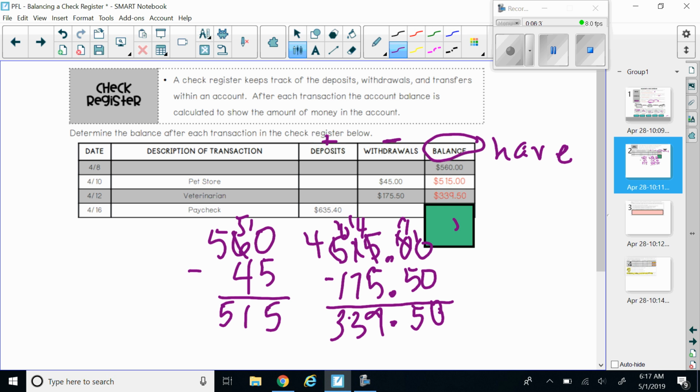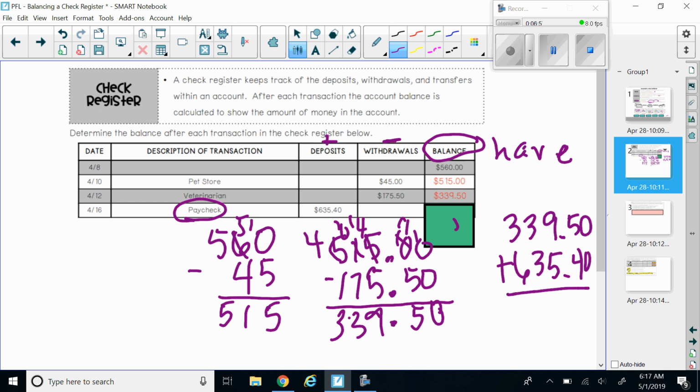And we did now have one more transaction. Okay, this is a paycheck. Yes, I've been going to work all this time so that I can take care of my dog. And so now I had $339.50, but I deposited, yes, $635.40. So now we're going to add because it was a deposit.